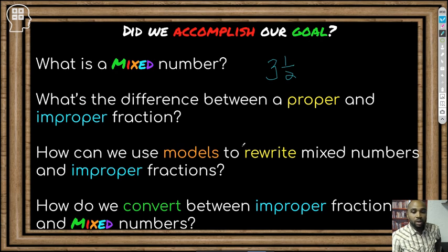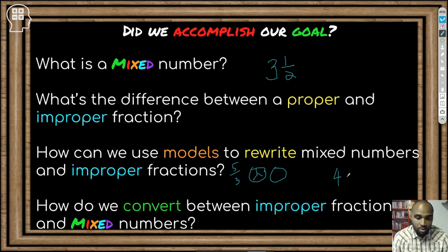How can we use models to rewrite mixed numbers as improper fractions? We showed that using the circles. When they asked us for 5/3, for instance, we could draw models, put these in thirds until we got all the thirds that we needed to make 5. How do we convert between improper and mixed? That was our last example. And we showed we could take the number on top. Here's an improper.